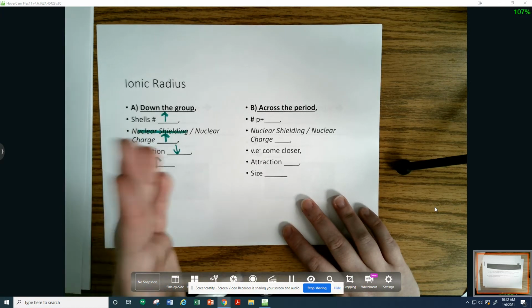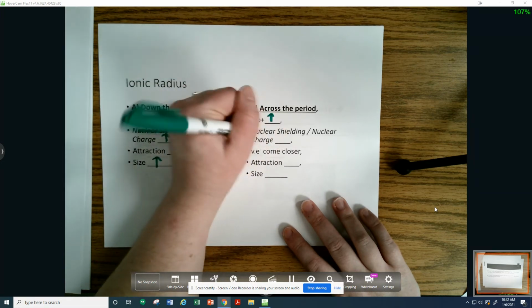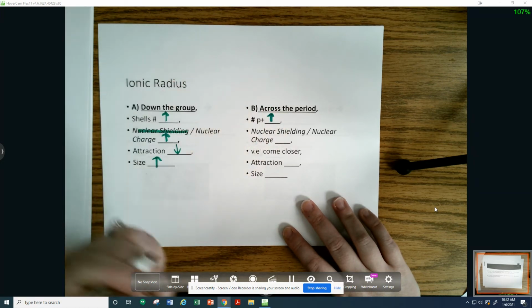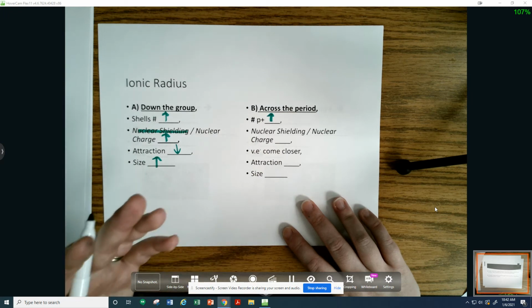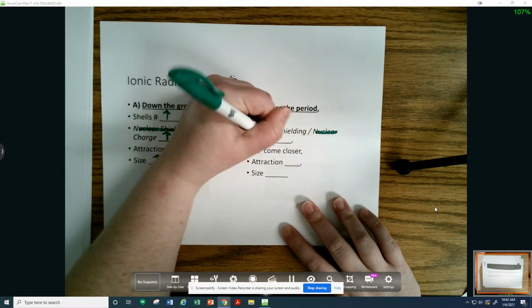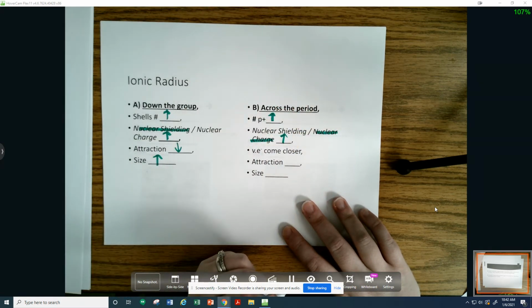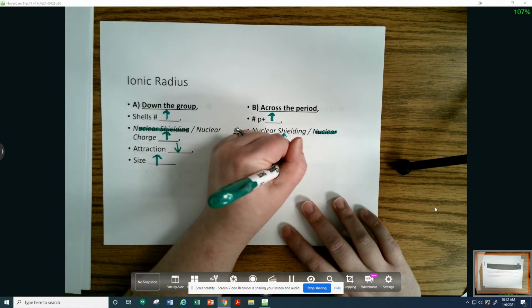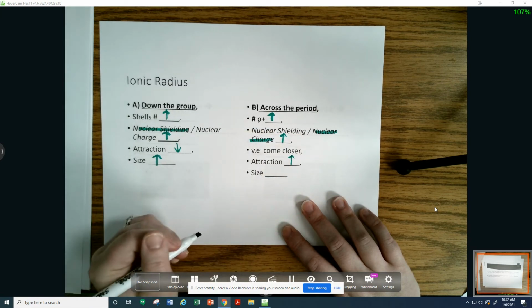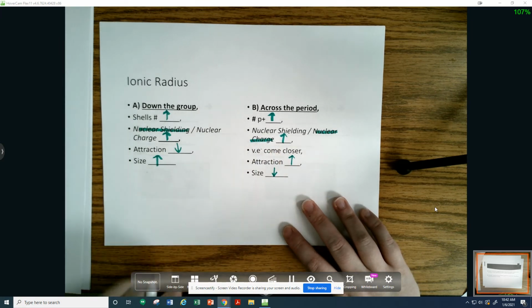As we go left to right, just like before, protons move up. Shielding isn't going to do anything here because we're not adding energy levels. Those electrons are being added to the same energy level. So what's changing here is the nuclear charge going up, meaning more protons, or more positive charge, being condensed into that nucleus. That means the valence electrons move closer. Attraction is going to increase because you have more protons to pull on those electrons, so the overall size is going to decrease.